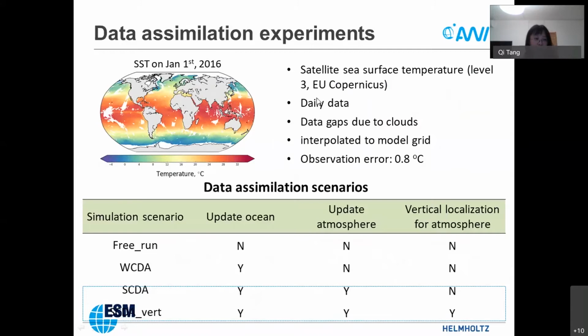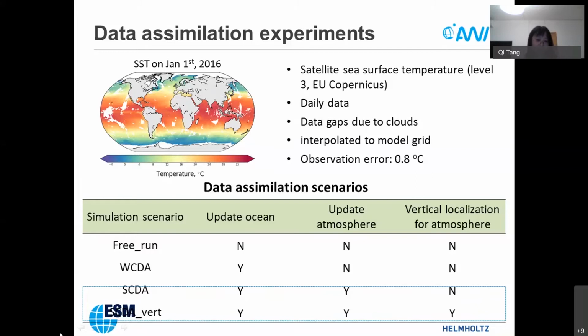The SST observation we use is level 3 data from the EU Copernicus. It is a daily data set with data gaps due to clouds, and it covers most of the regions except the polar region. The original observations are interpolated to our unstructured mesh grids. This figure shows the SST observation on January the 1st of 2016. The observation error is set to 0.8 degrees.